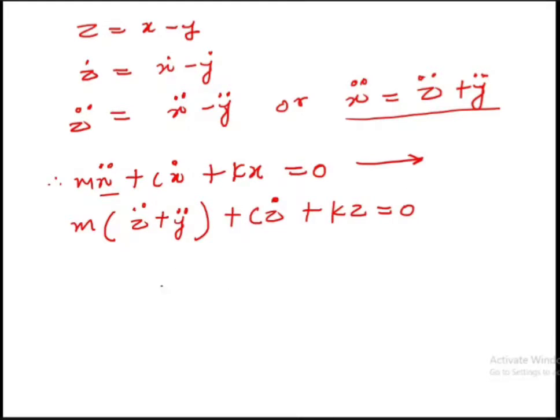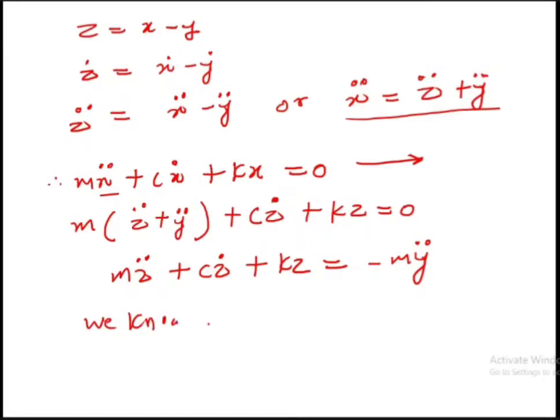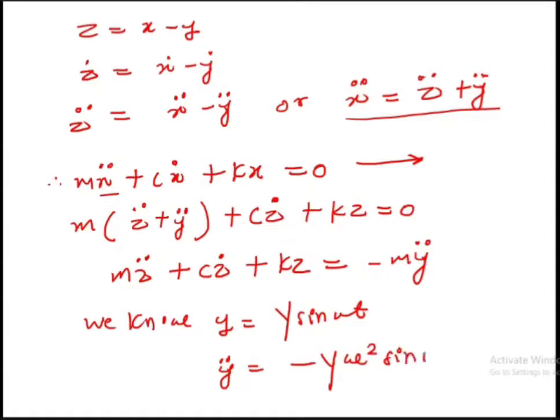Now let me solve this equation. From this I am getting m into z double dot plus c into z dot plus k into z is equal to, and m into y double dot, let me take it as a minus y double dot. Okay. Now what is y double dot? We have already known that y is a harmonic excitation of the base, which is equal to Y sine omega t. So what is y double dot? Take the double derivative: minus Y omega square sine omega t. So put this here in this equation. Let me call this equation P. When you put this, minus minus sign will become plus.